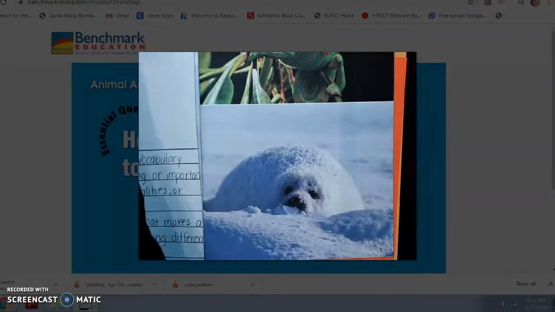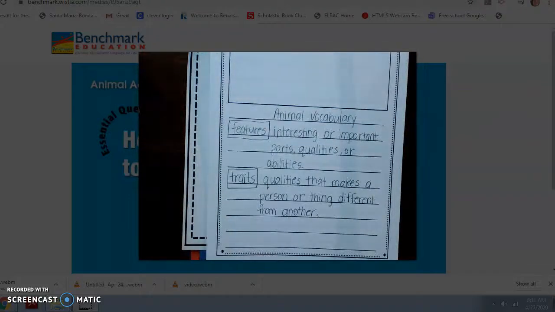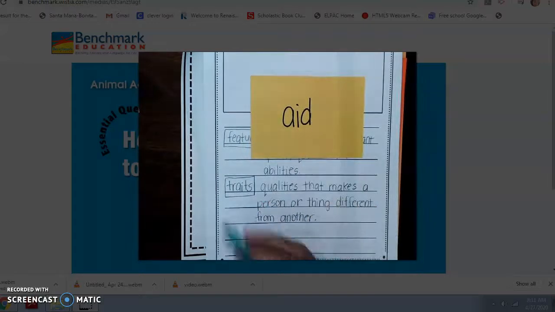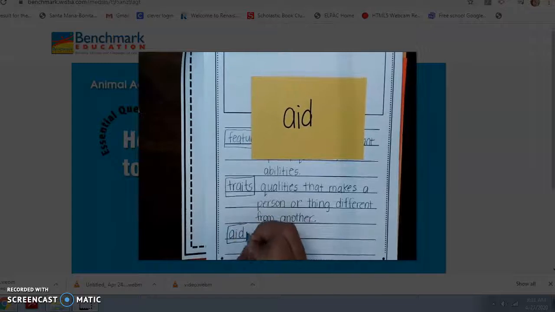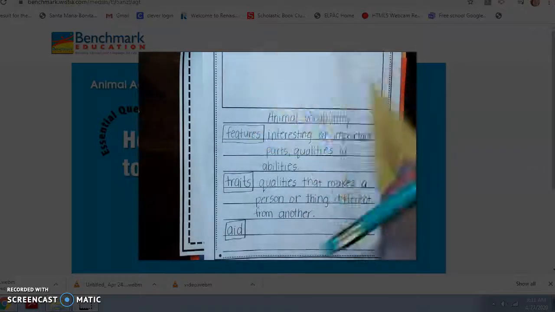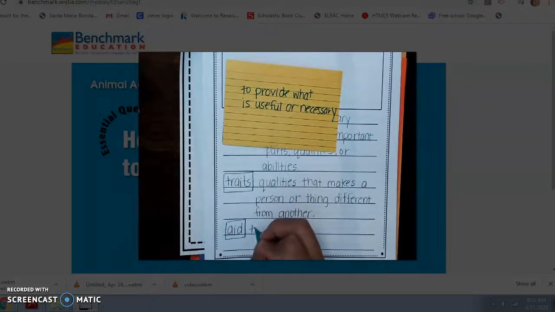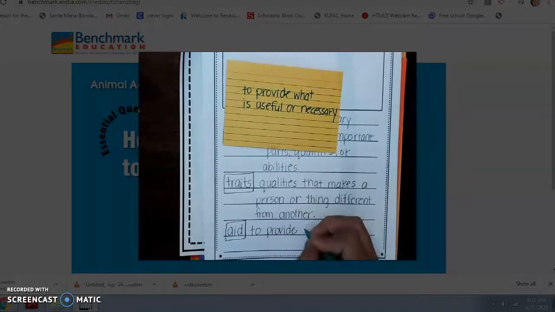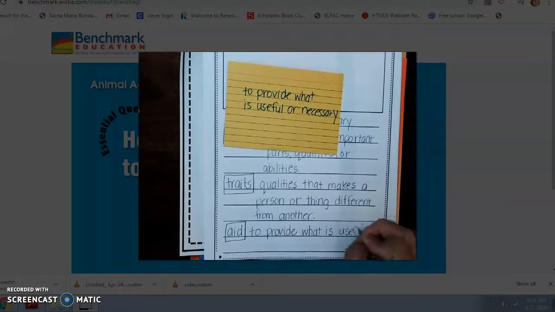Okay? And finally, the last word that I'd like for us to know before we start reading Animal Disguises tomorrow is the word aid. So let's write that down. Aid, let's put a box around that. And the word aid means to provide what is useful or necessary. So let's write that definition in here. What is useful or necessary?